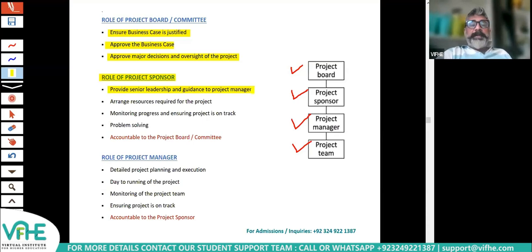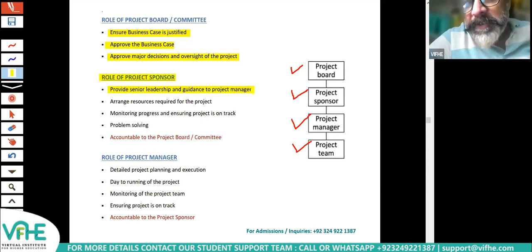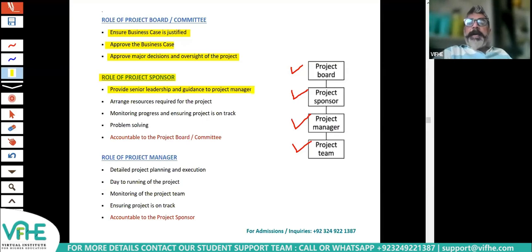Normally, a sponsor is a very senior person in the organization, and 99% he is one of the directors. Normally, if the project is big, then the sponsor is the concerned director. For example, if it's a financial project, the finance director or CFO will be the sponsor. If it is a marketing related project, then the marketing director will be the sponsor. The concerned director will be the sponsor. If it's an HR related project, who will be the sponsor? HR director. Yeah, normally the executive directors, not the non-executive, okay?